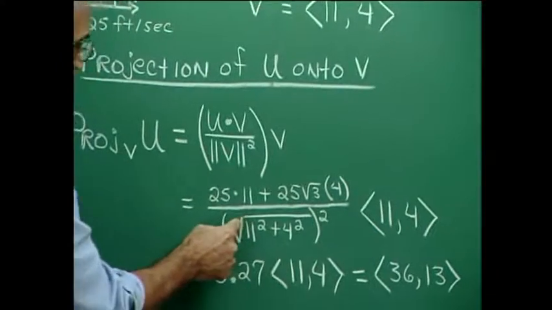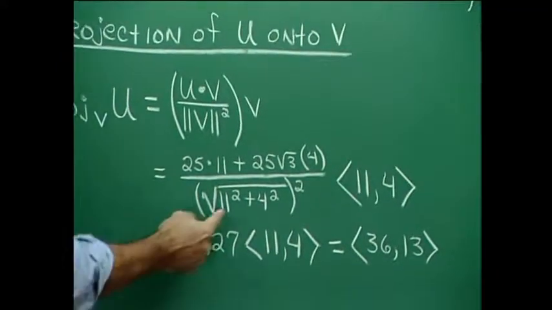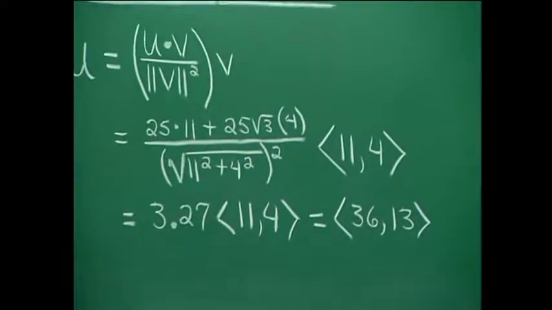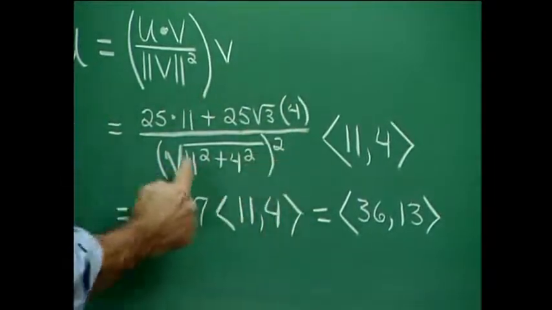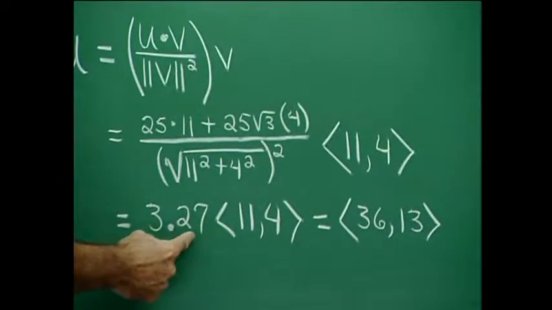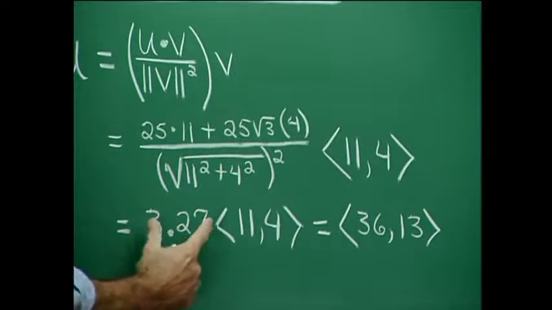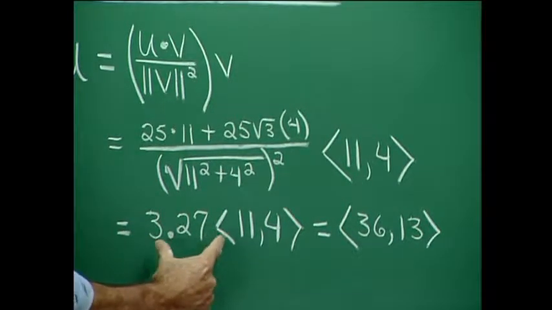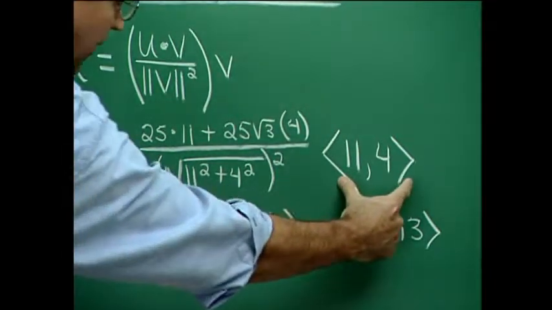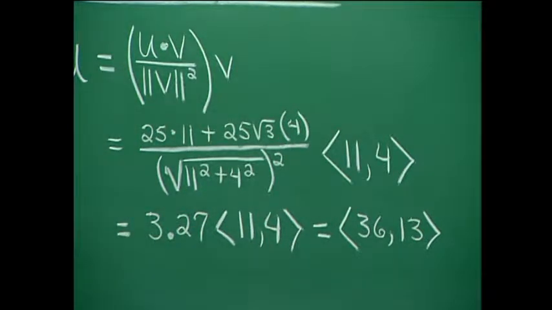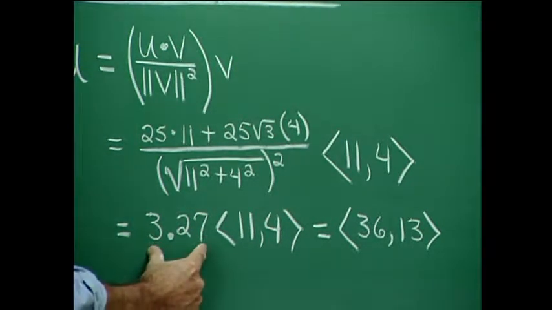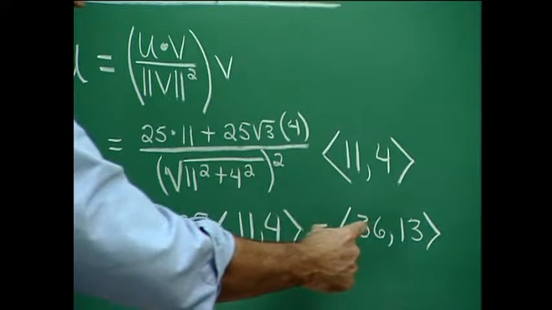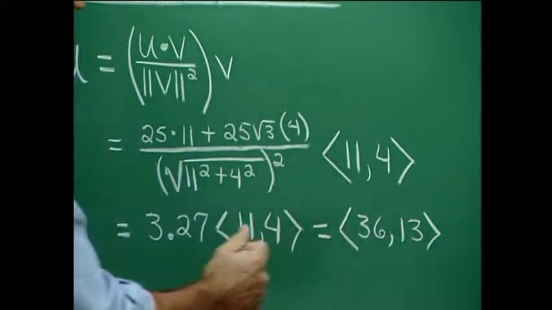Well, the squaring takes out the radical here, so it's simply 11 squared plus 4 squared in the denominator. Making the calculation here, we find this to be about 3.27. Now, that's 3.27 as a scalar multiple of the vector 11, 4. Okay, and then we multiply 3.27 times 11, 4, and we find this to be 36, 13.